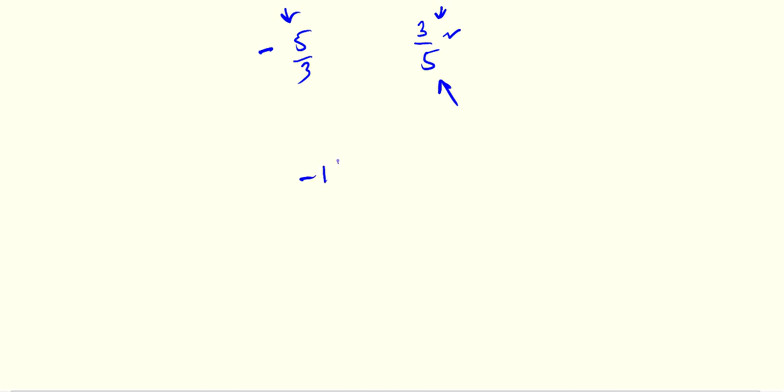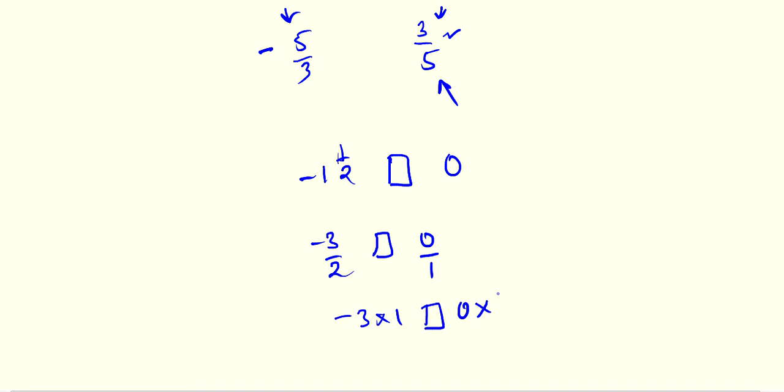For example, minus 3 by 2 and 0. So solve this, minus 3 by 2 and 0. So here minus 3 into 1, then box, 0 into 2. Minus 3 into 1 is minus 3 and 0 into 2 is 0. You know very well this is negative and this is positive. So from the start of the question we know that 0 is greater, but we have to calculate, then at last we have to write that this is greater as the required answer.